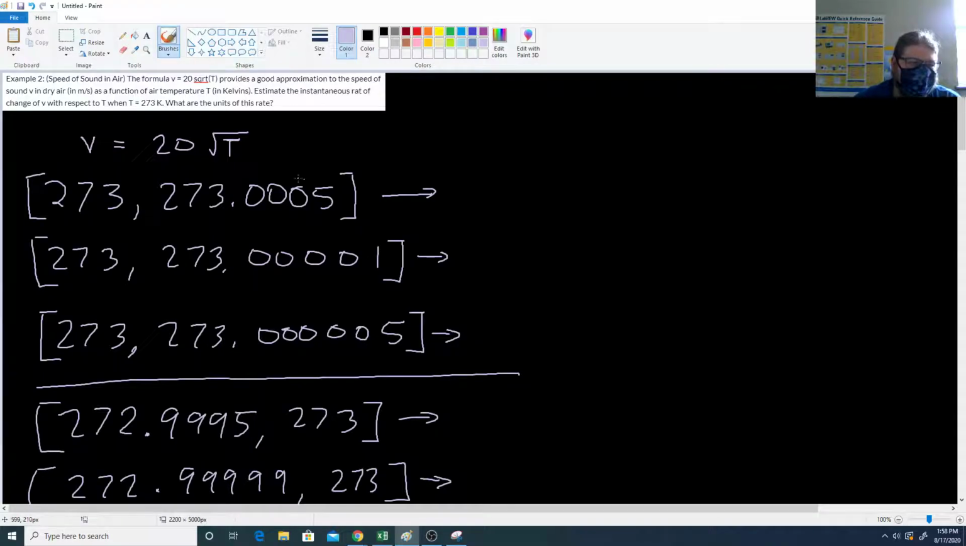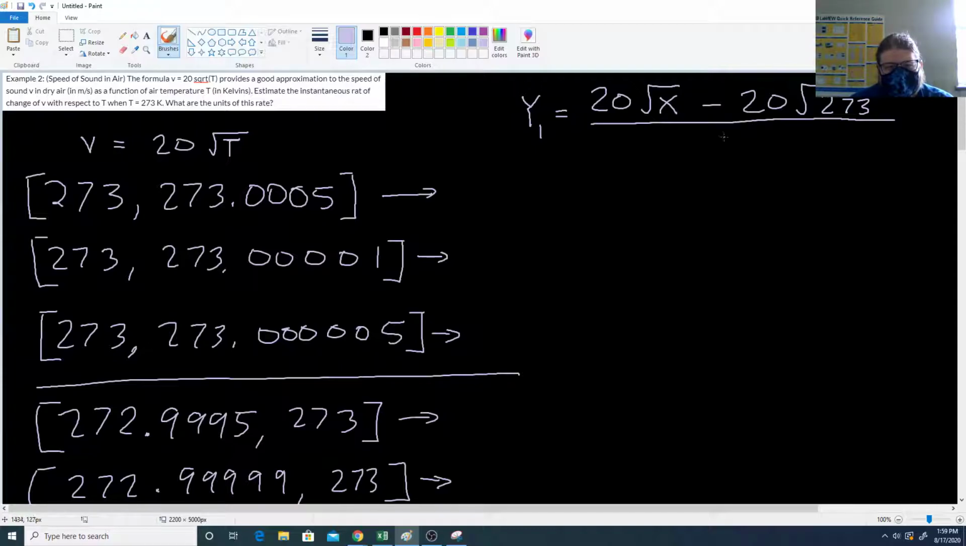Now I need to build my function. I'm going to put this in my calculator as y1, and we're going to use that same thing where you change the independent variable of your calculator over to ask. Then we can use the table and type numbers into the table to see what happens. These are all based off of 273 on one side of the interval, so we're able to get away with 20 square root of x minus 20 square root of 273, all over x minus 273.